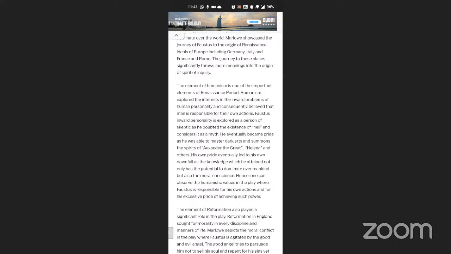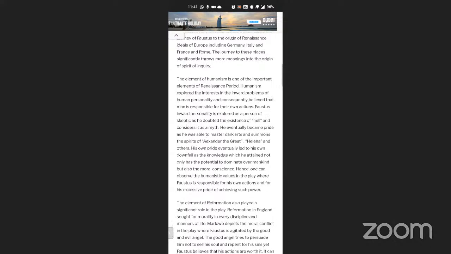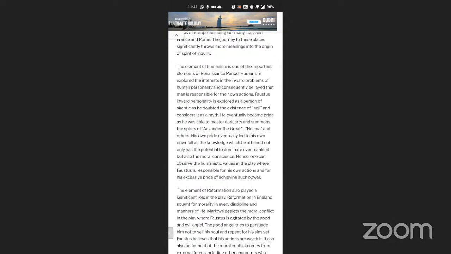Faustus is responsible for his own actions and for his excessive pride of achieving such power. The element of reformation also played a significant role in the play. Reformation in England sought morality in every discipline and manner of life. Marlowe depicts the moral conflict in the play where Faustus again.